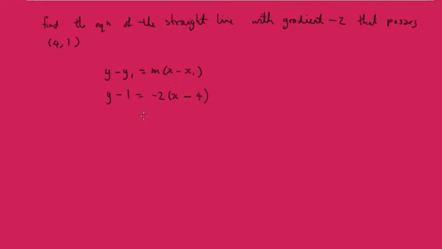Now let's expand the bracket, so we'll have -2x, and -2 times -4 is plus 8, and we'll rearrange that so that we bring the x over so it becomes positive: 2x plus y equals 9. And we've moved the minus one to the other side. Let's look at another one.